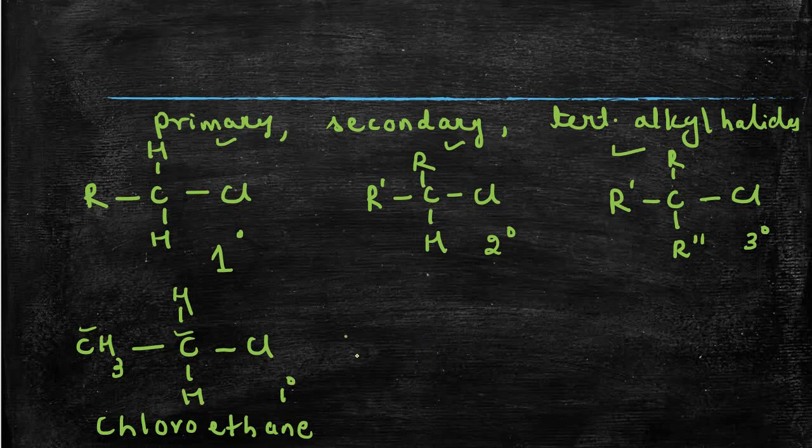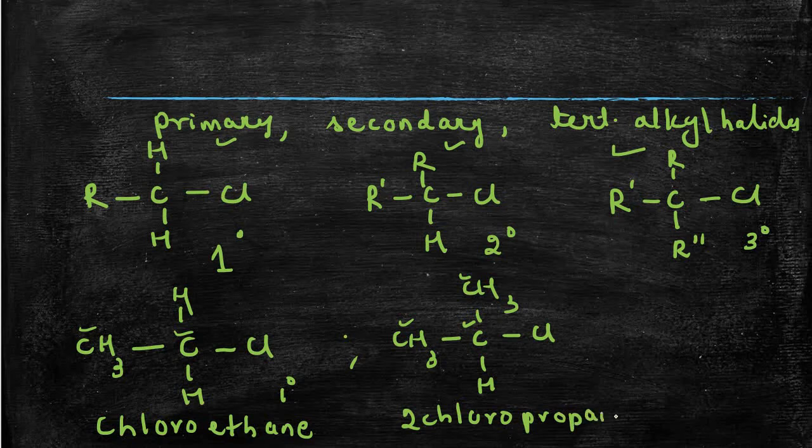Now let's take an example for secondary. We can see there are two alkyl groups, so we can represent it like this. And what is the name for this compound? It is 2-chloro. You can see how many carbon atoms are there? 1, 2, 3. So this one is 2-chloropropane.